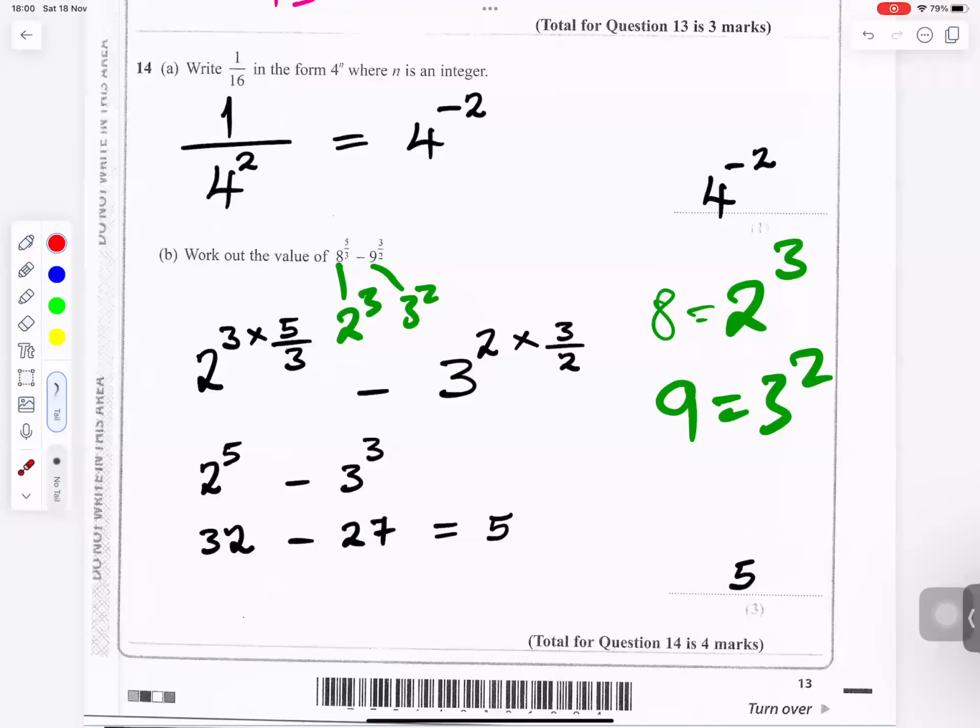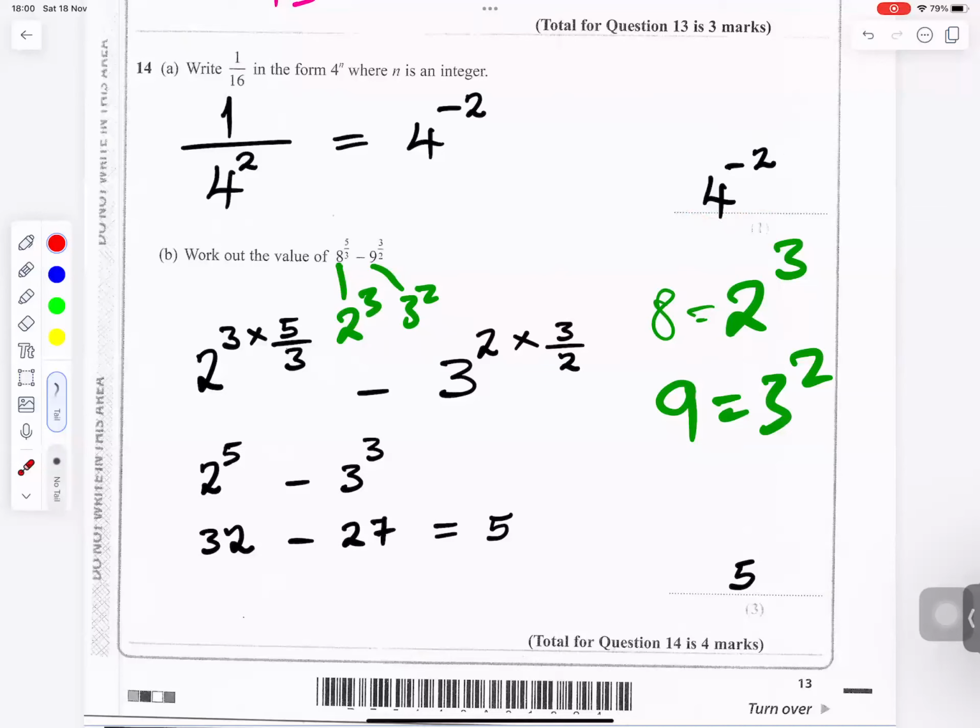Question 14. Write 1 over 16 in the form 4 to the power n, where n is an integer. So 16 is the same as 4 times 4, which is the same as 4 squared. So it's 1 over 4 squared. And you take that to the numerator, it becomes minus 2. So it's 4 to the power minus 2.